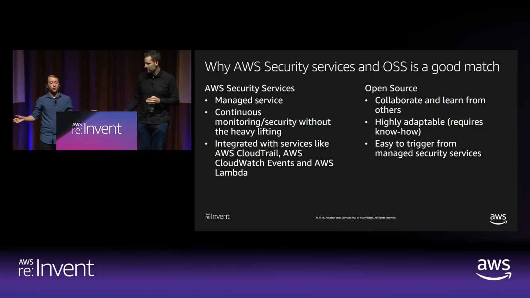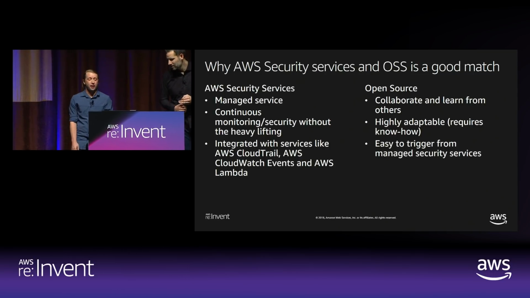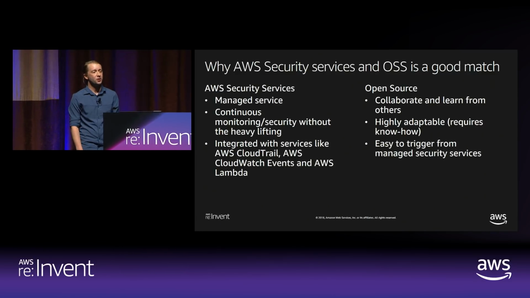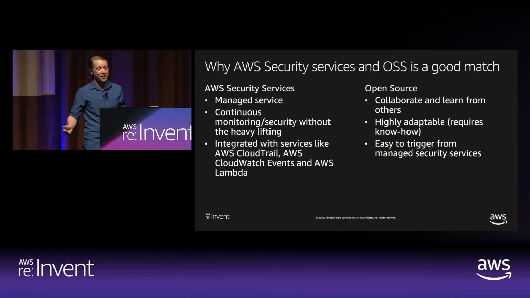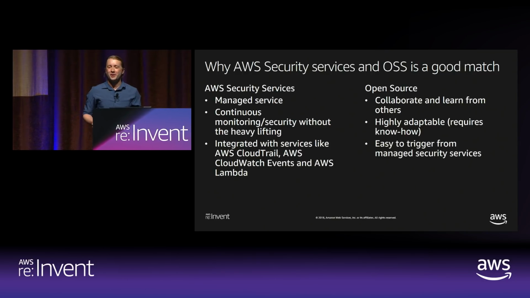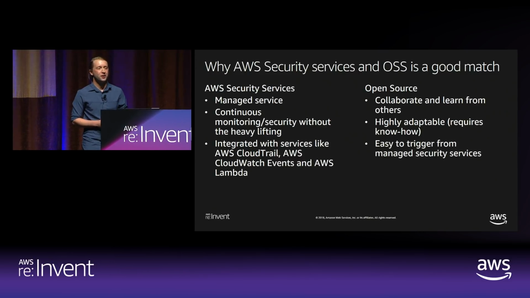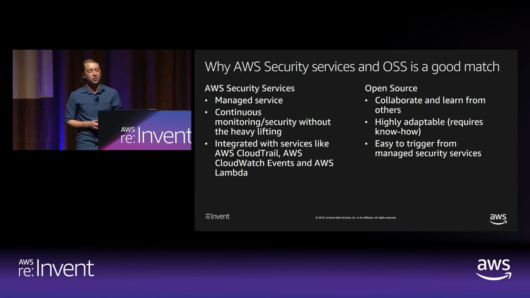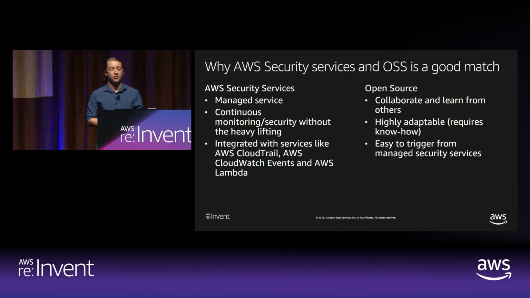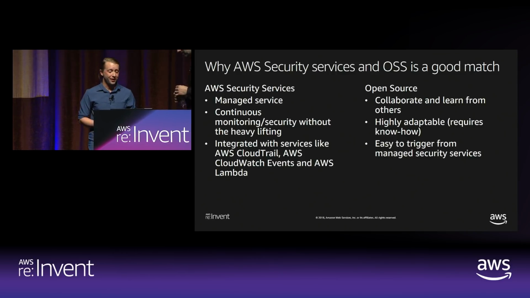And then we have open source security software, which integrates with AWS's managed security services or provides standalone functionality on their own, which is why I'm here. Because open source security software allows us to collaborate and learn from each other in unique ways. It's highly adaptable, it moves fast, but it does require some know-how in order to navigate that open source space. But with the right amount of help, open source can be really easy to use to trigger AWS managed security services or other open source projects.